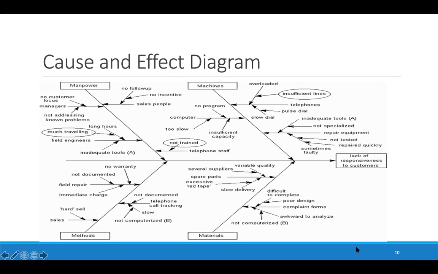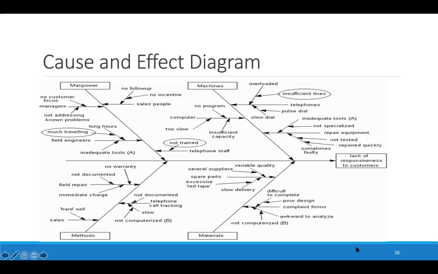From a manpower perspective, we have a lot of people who are traveling. We have field engineers who are out there working on things. We have inadequate tools for our field engineers. We also have no customer focus. We have managers that are doing a lot of things, and some of them are not addressing their main problems. And so there are challenges there. Sometimes we don't follow up. So what we're doing is brainstorming: what are the main issues with customer service? Why do people feel that way? If we look at manpower, machines, methods, and materials, we brainstorm what the roadblocks are. What are the bottlenecks to my process? Remember that? How can I go about improving quality by looking at the big picture?